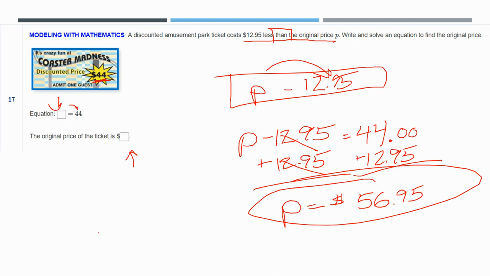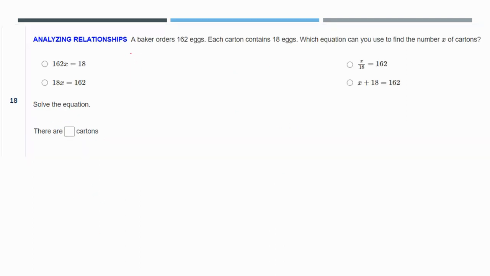All right, last problem of the day. A baker orders 162 eggs. Each carton contains 18 eggs. Words like each, you may recall, each means multiplication from the video on word problems. Which equation can you use to find the number of cartons, x?